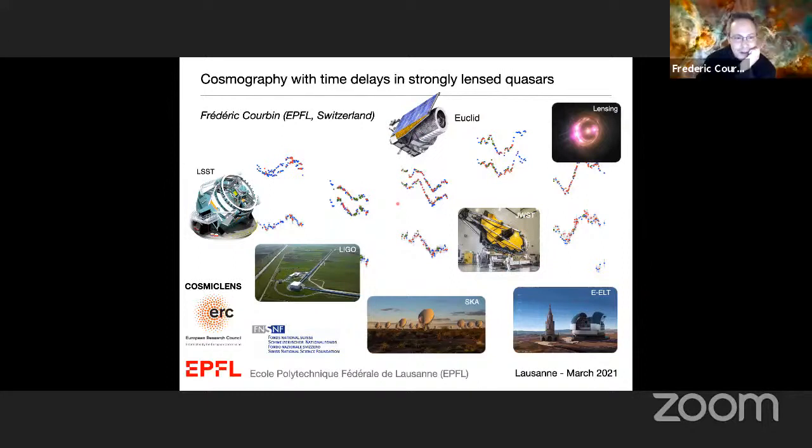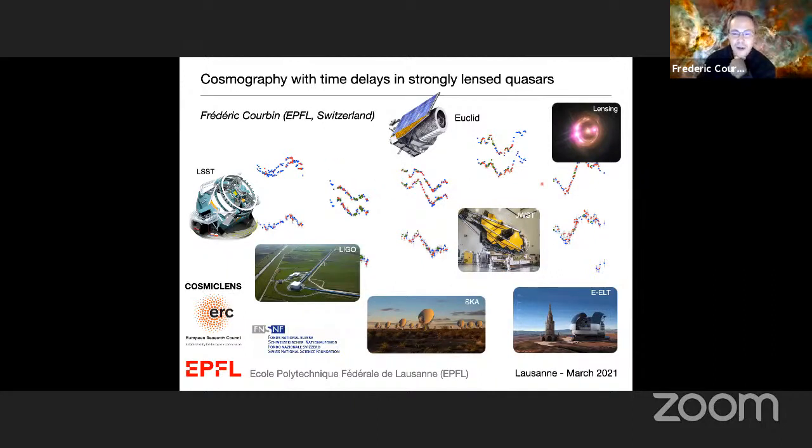Okay, so I will talk, not about all the things you see there on screen, but about some of it. So we'll focus on cosmography with time delays in strongly lensed quasars. I will explain all this jargon in a few minutes. So the talk will be mostly about lensing, but not only. It will be about time domain astronomy. So that's why you see light curves here in the background.